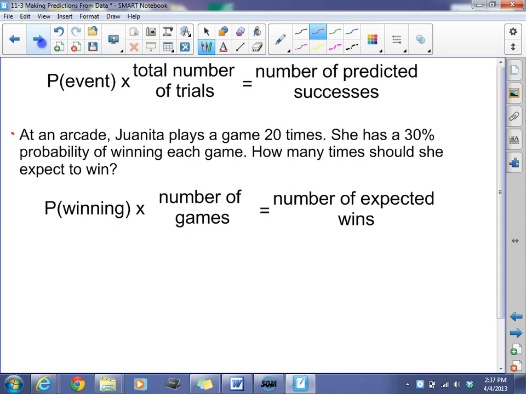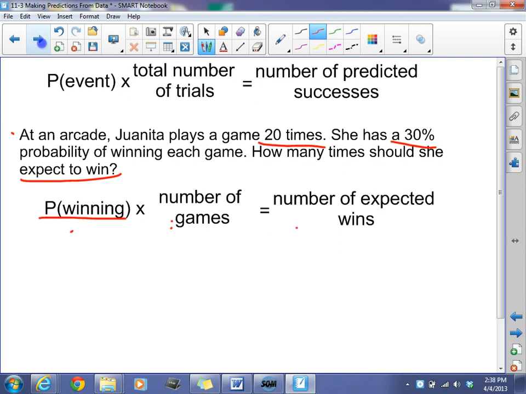At an arcade, Juanita plays a game 20 times. Ooh, that seems like important information. She has a 30% probability. That seems like another important idea. 30% probability of winning each game. How many times should she expect to win? So that's what I'm looking for. How many times should she expect to win? So I'm looking for the probability of winning times the number of games, and that's going to give me the number of expected wins.